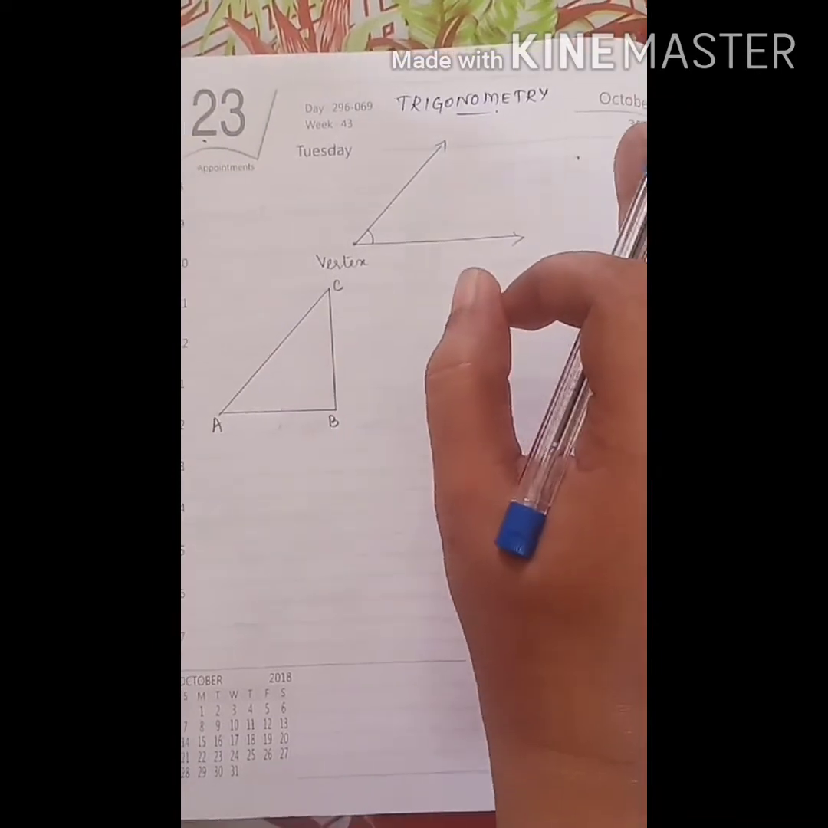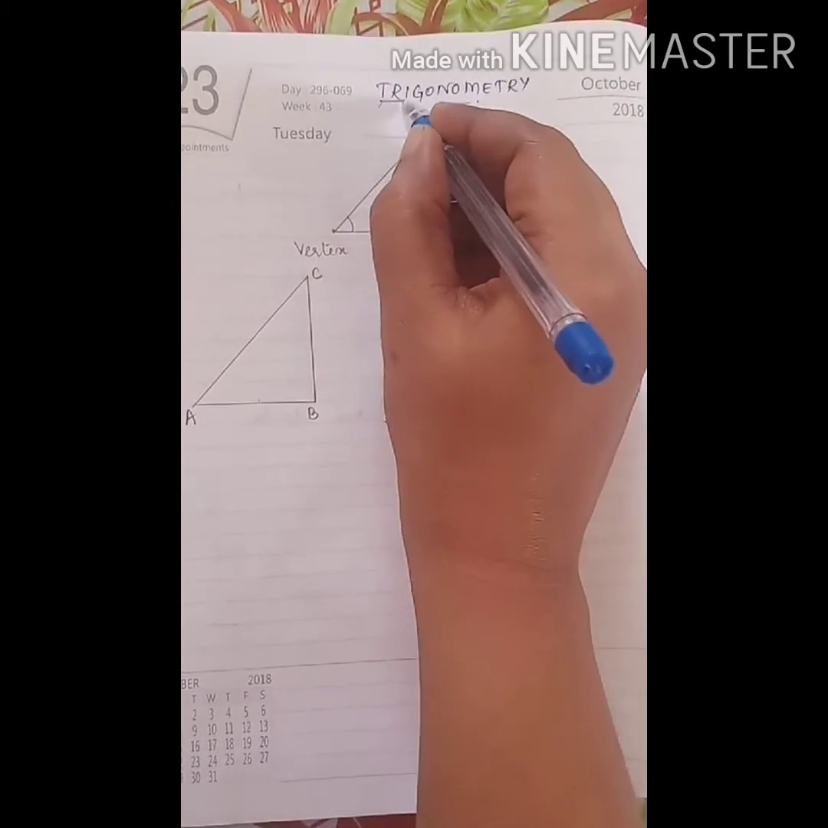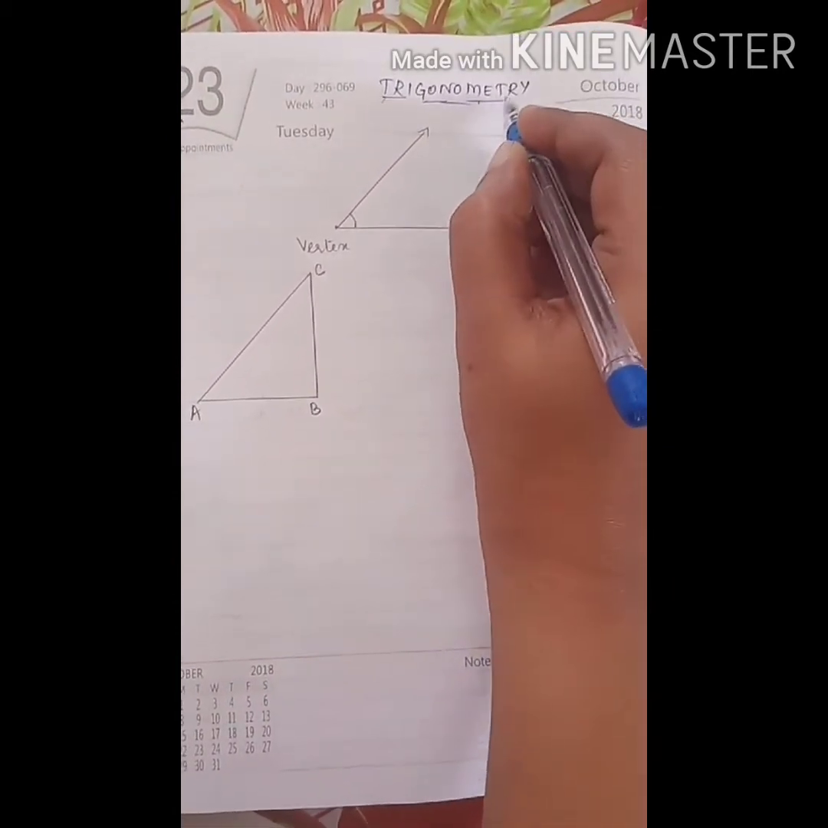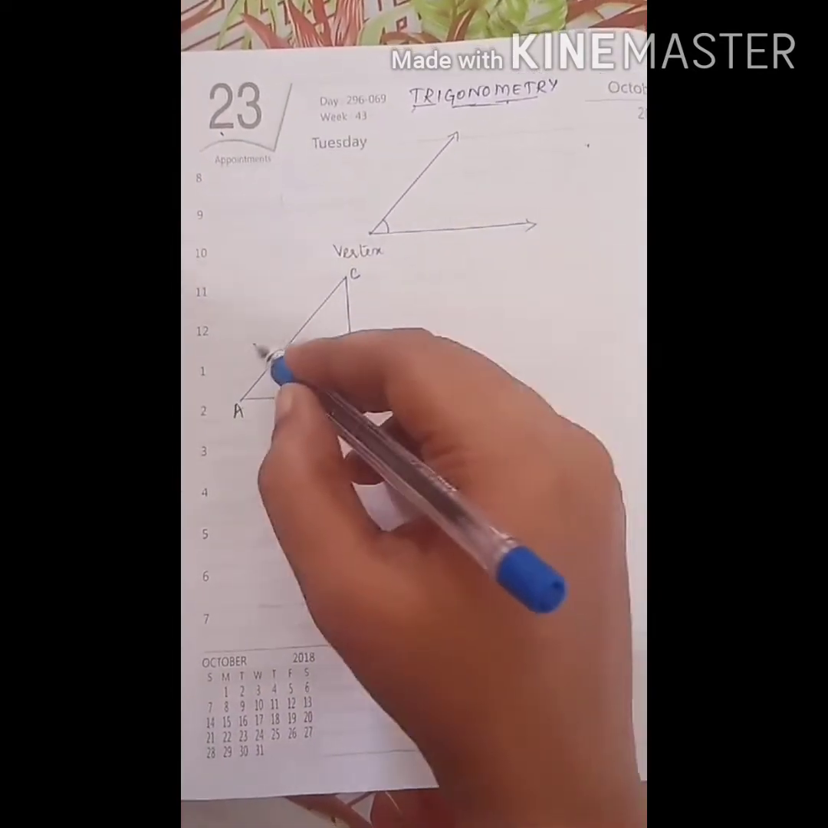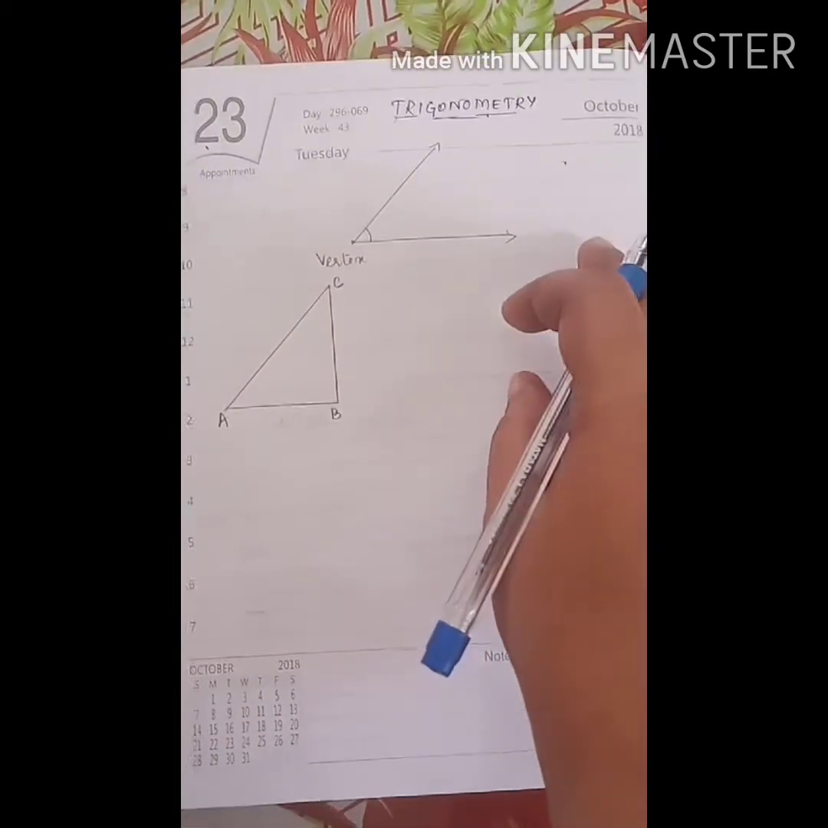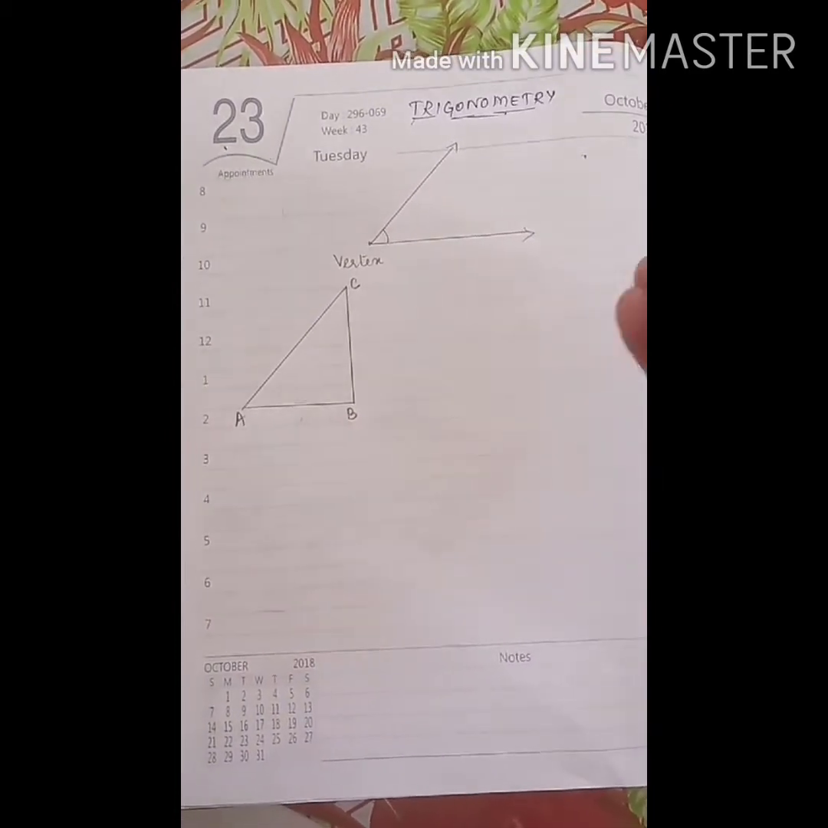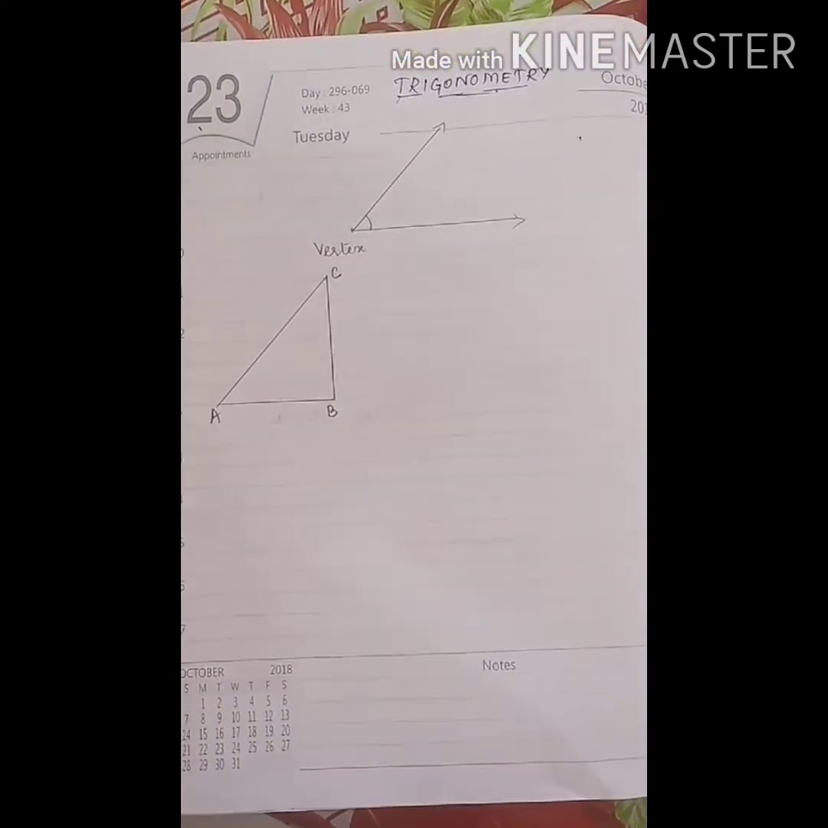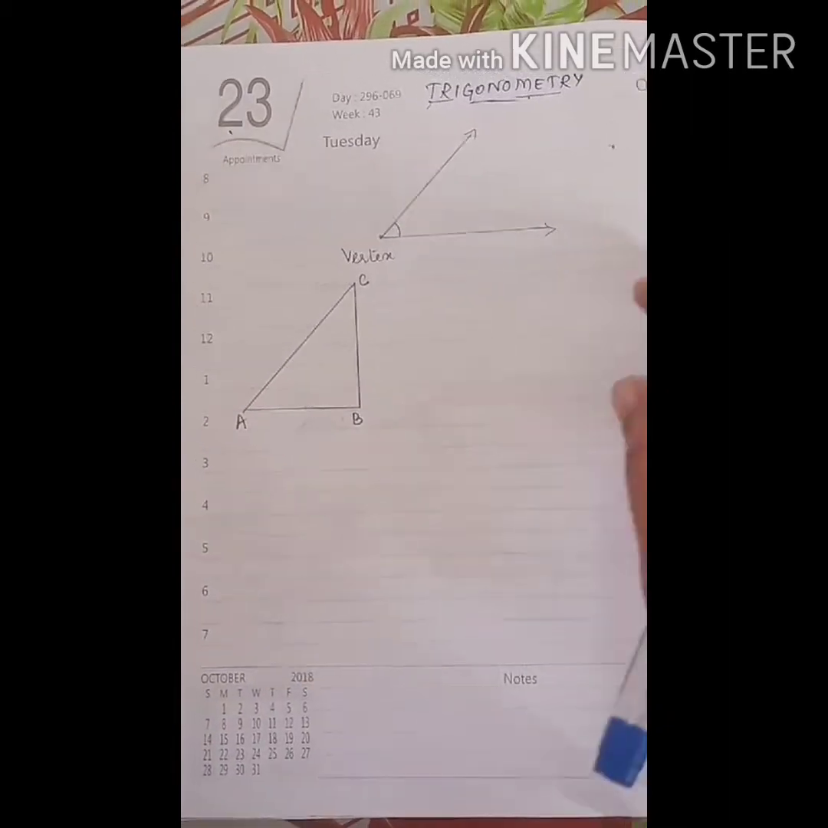Tri means 3, gon means sides, and metron means measure. So measuring the three sides of a triangle, since a triangle has three sides, is called trigonometry. This trigonometry is useful for scientists, engineers, architects, and surveyors. In the future, I'll explain the possible ways in which they use trigonometry.